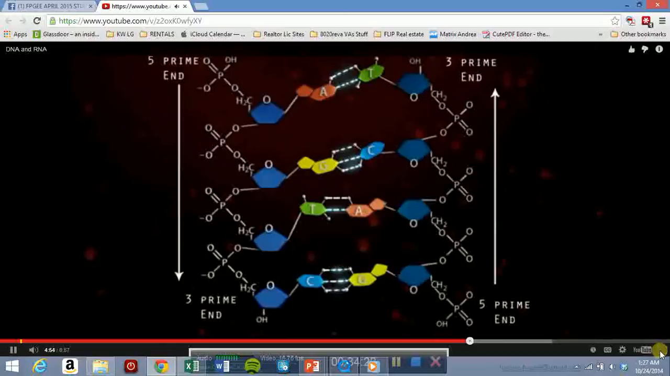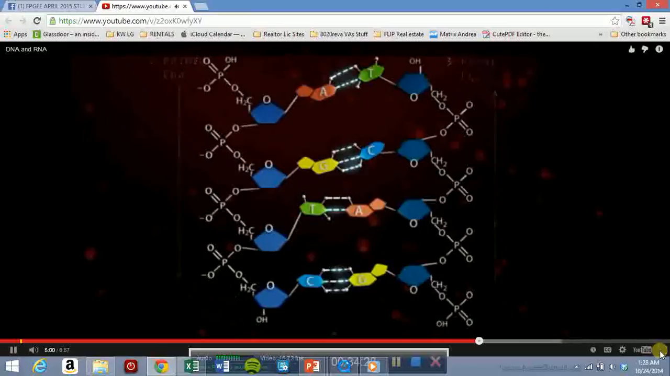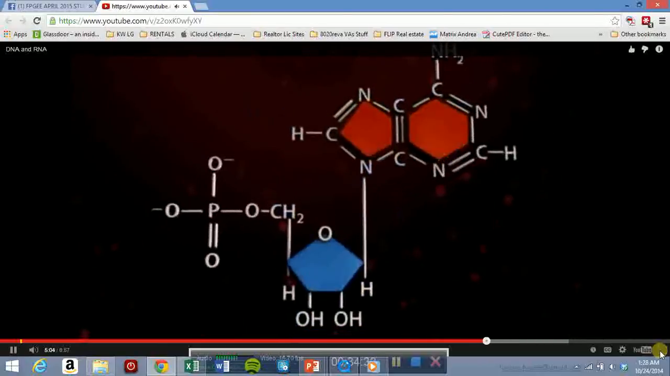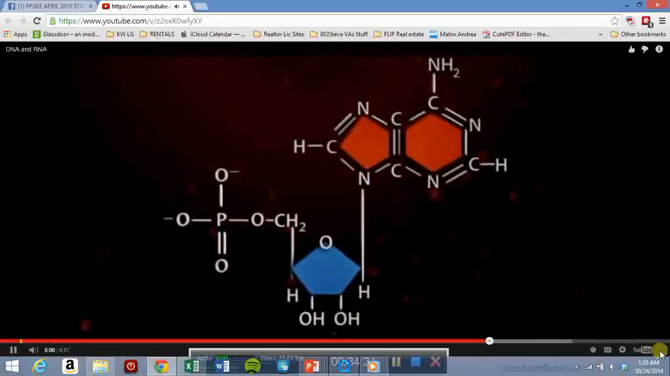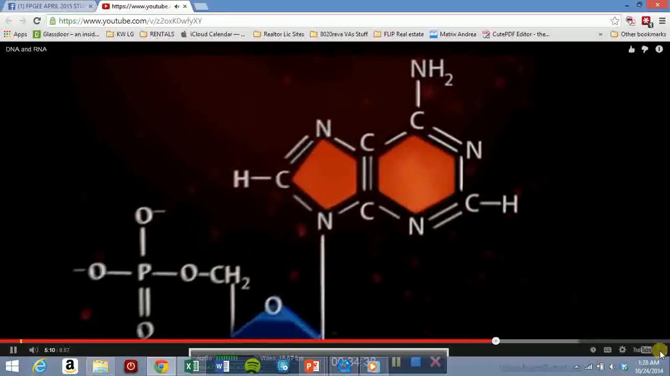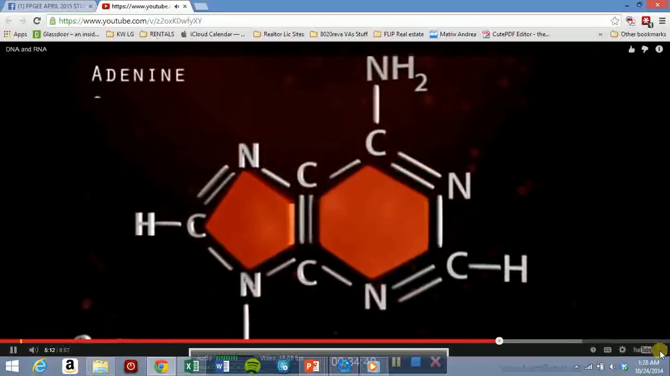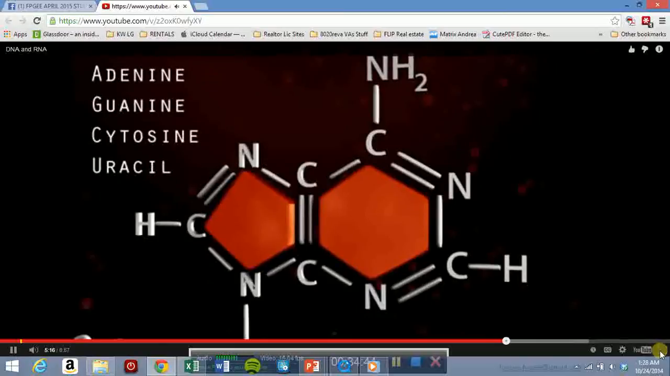Now that you understand the structure of DNA, we'll examine how the DNA information is made into proteins. Let's begin by examining the structure of RNA. RNA nucleotides are very similar to DNA nucleotides. However, there are some very important differences. First, the 4 bases in RNA are adenine, guanine, cytosine, and no, not thymine, but uracil.